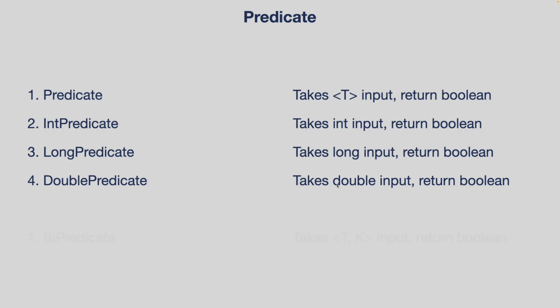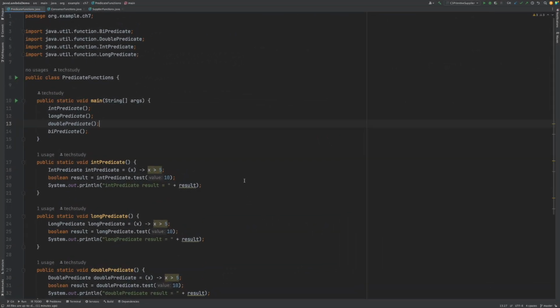And there is one more predicate, that is BiPredicate, that takes two inputs, T and K, both are object or wrapper classes, and returns boolean. Now we will see how we can implement all these predicates in an example. So I have created four predicate functions here. We already discussed the simple predicate, so I am skipping that part here.